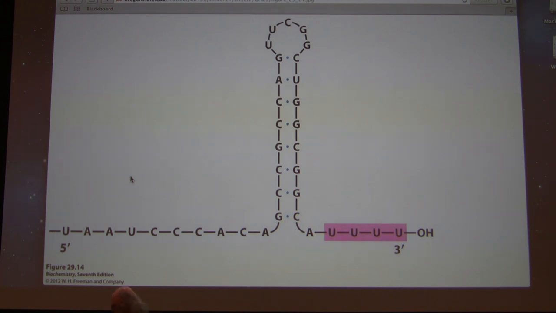I'm not sure I understand your question. Can you please repeat how this poly-U tail has to do with it? Okay, so his question is, how does the poly-U tail relate to the release of RNA from the DNA? Well, we see that RNA here is paired to RNA.